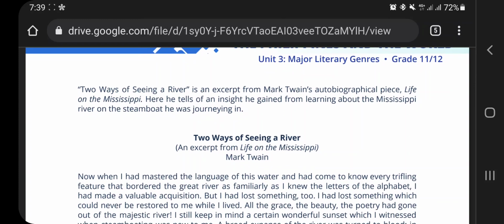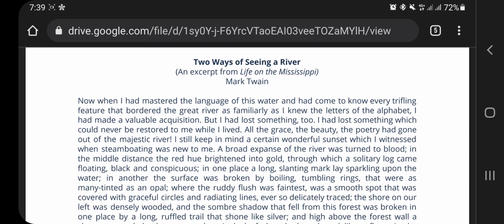Two Ways of Seeing a River is an excerpt from Mark Twain's autobiographical piece, Life on the Mississippi. Here, he tells of an insight he gained from learning about the Mississippi River on the steamboat he was journeying in. Class, again, take note that this particular excerpt from Life on the Mississippi is about Mark Twain, the author. This is an autobiographical piece. Now, let me read to you Two Ways of Seeing a River.